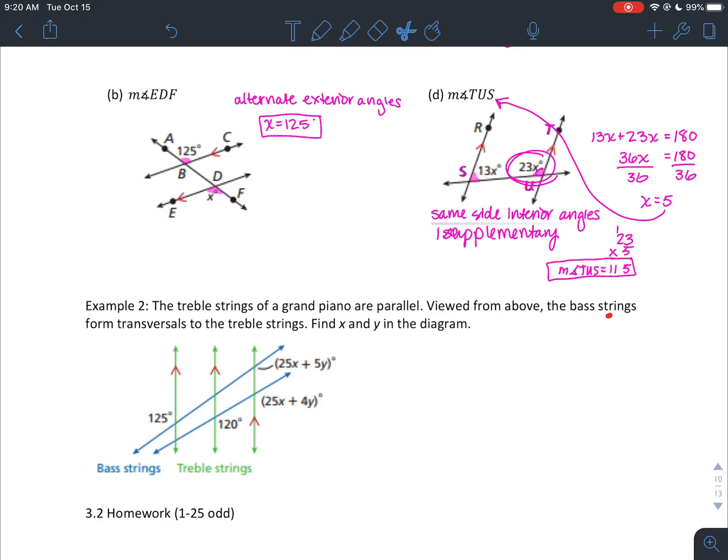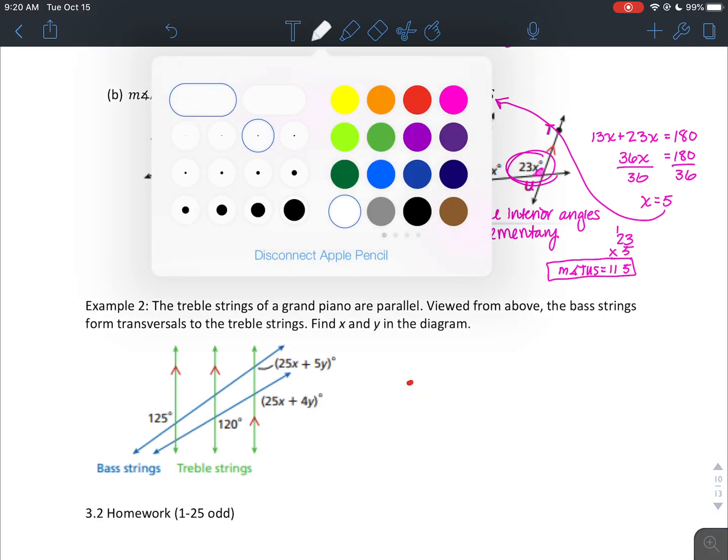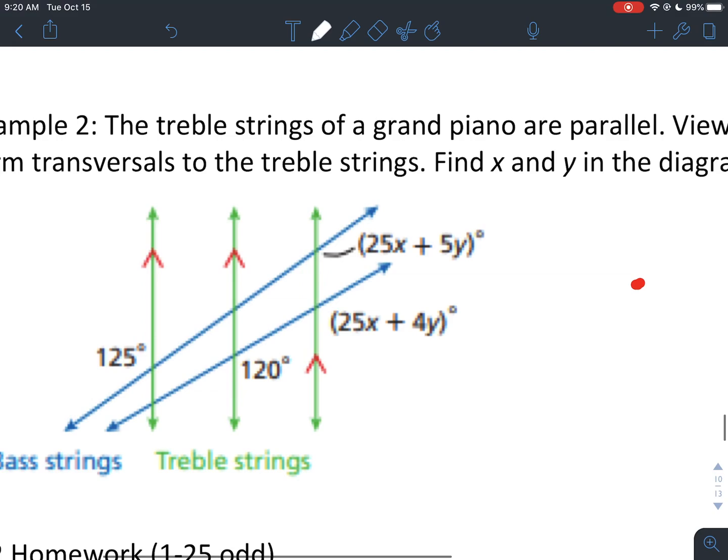Viewed from above, the bass strings form transversals to the treble strings. Find X and Y in the diagram. Okay, so what I'm going to do here is deal with this blue line first. And I don't want to get confused by this second blue line, so for right now, I'm just going to white out that other blue line, just so I don't get confused what I'm talking about here.